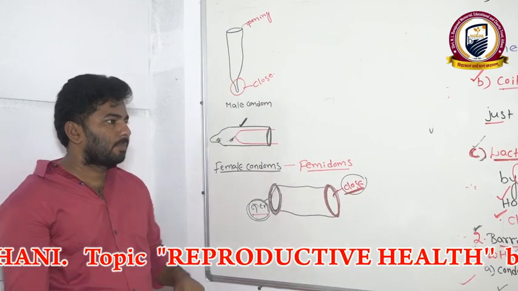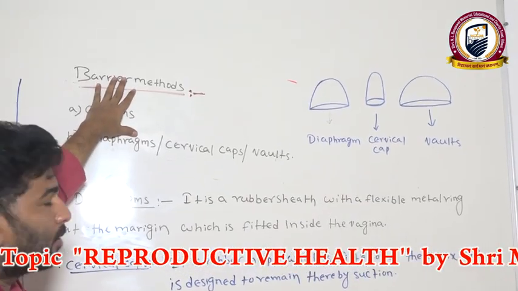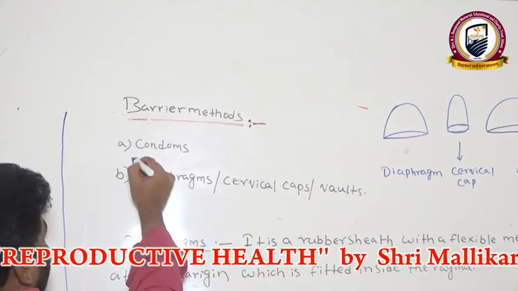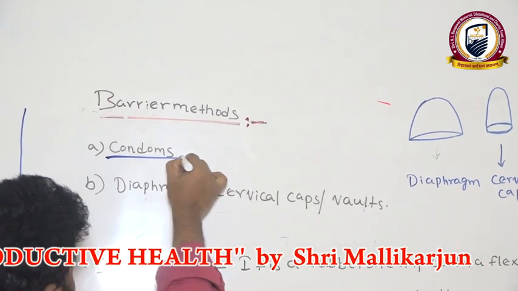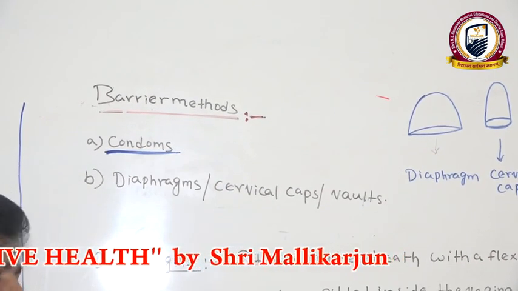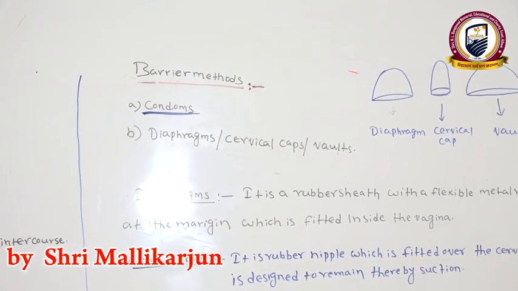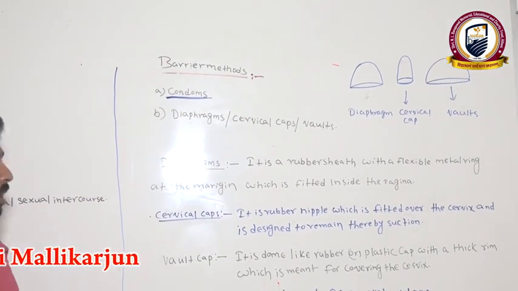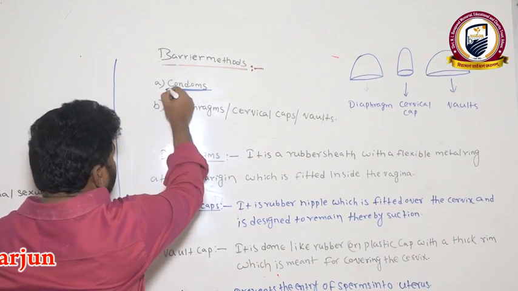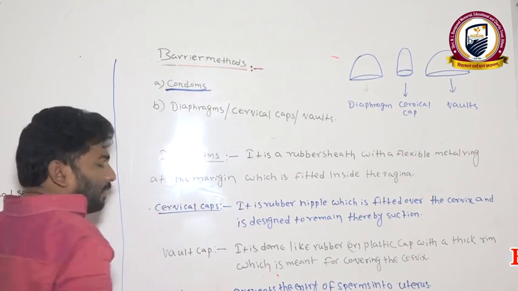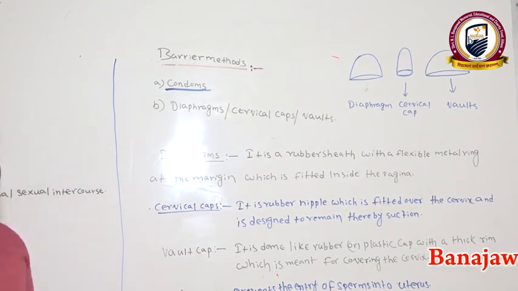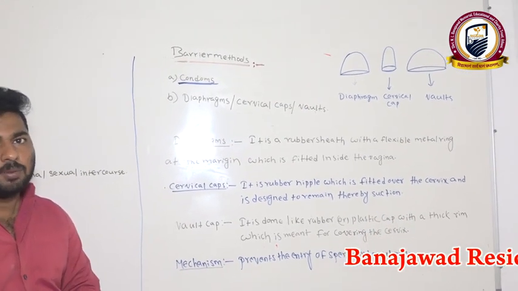Clear? Yes. We already discussed the condoms: what condoms are, how many types there are, and how they work. The mechanism of action and all we have discussed. Now the drawbacks of condoms also we discussed, that is the possibility of breaking while participating in sexual contact.